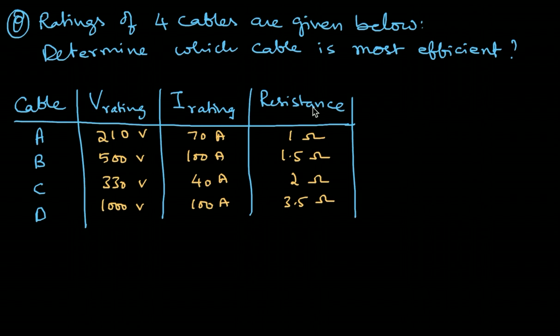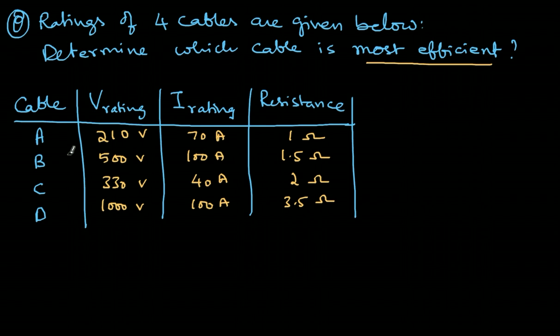So the question is like this: the ratings of four cables A, B, C, D are given below. Determine which cable is most efficient. So what do you mean by most efficient? When the cable is operating under the rated conditions, which cable has the least losses, or which is the most efficient cable? So how do you determine?